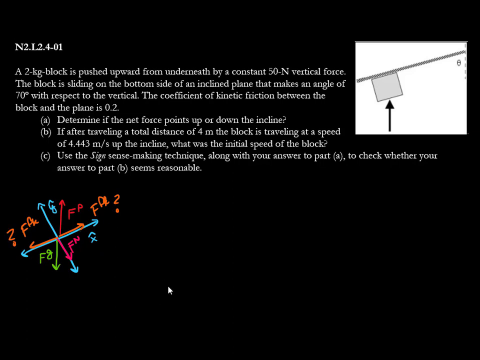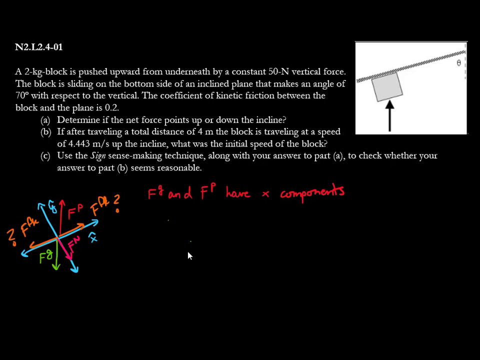So now how do we determine which way the net force points from these forces? Well, the net force is going to point up or down the slope, we don't know which way, and the two forces that have x components, up or down the slope, other than the force of kinetic friction, are the push force and the force of gravity downwards. The normal force is perpendicular to the slope, so it's not going to contribute to the net force up or down the incline. So let's look at the force of gravity first.